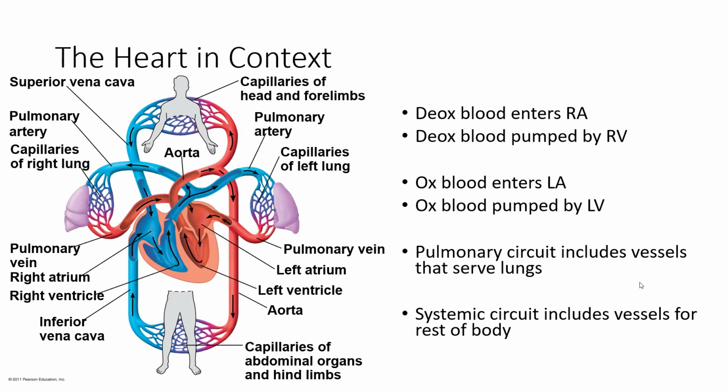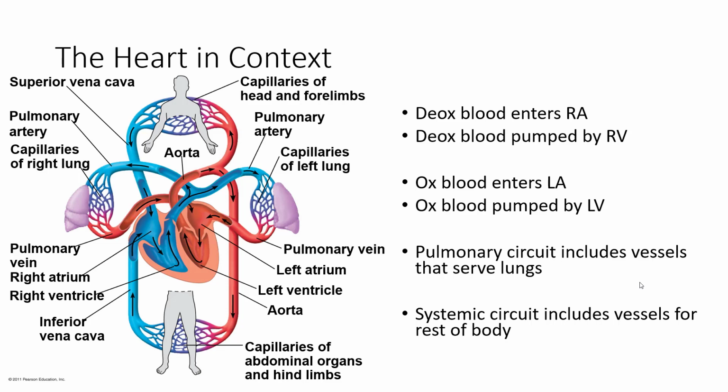You see deoxygenated blood entering the right atrium. Deoxygenated blood is being pumped by the right ventricle to the pulmonary circuit, which is the lungs. So those pulmonary arteries go away from the heart and into the lungs, and pulmonary veins come back from the lungs towards the heart, and they go into the left atrium. Here is oxygenated blood coming from veins of the pulmonary circuit going into the left atrium.